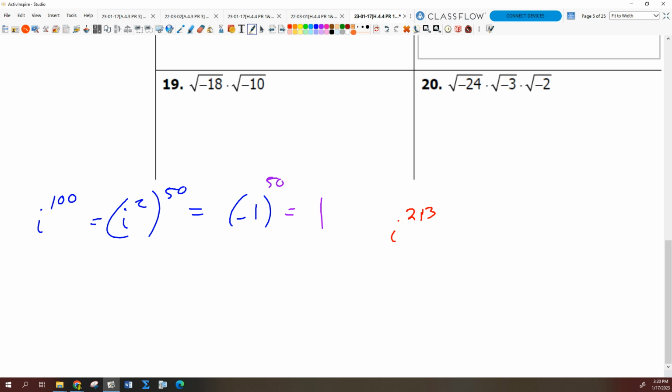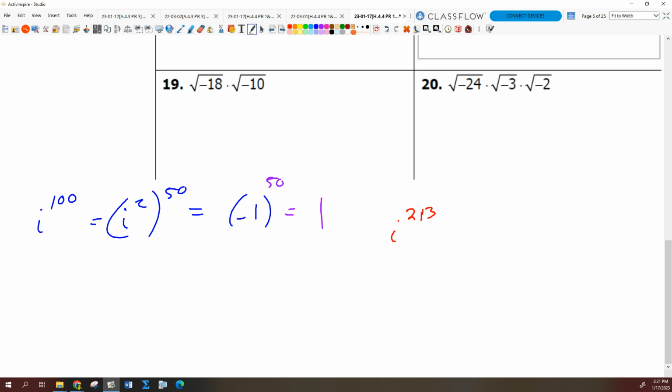But the I on the outside. 213 is 212 plus 1, right? Good. That's it. That's correct.